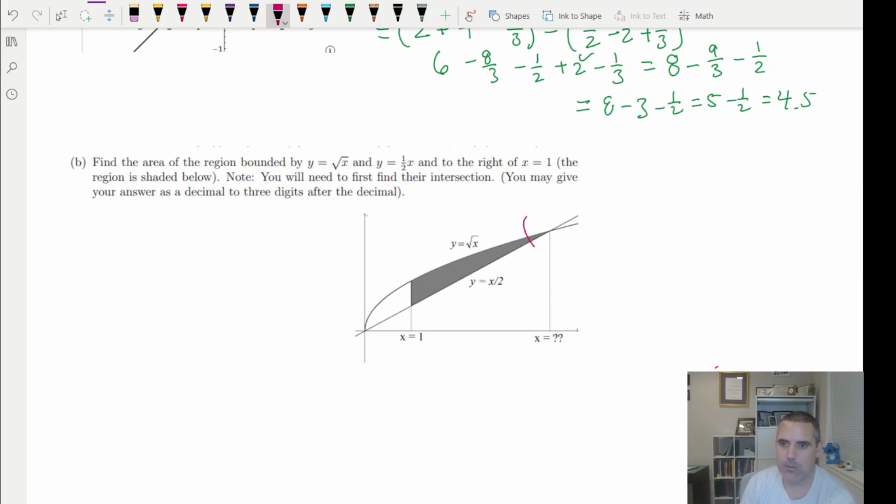Okay, so we do need this intersection so that we know where it ends. It told us it started at 1. When are they equal? I think it's 4. Square root of 4 is 2, and I put 4. So we need to do the integral from 1 to 4 of top minus bottom. And I'm going to call that 1/2 x. And then you're doing integration.